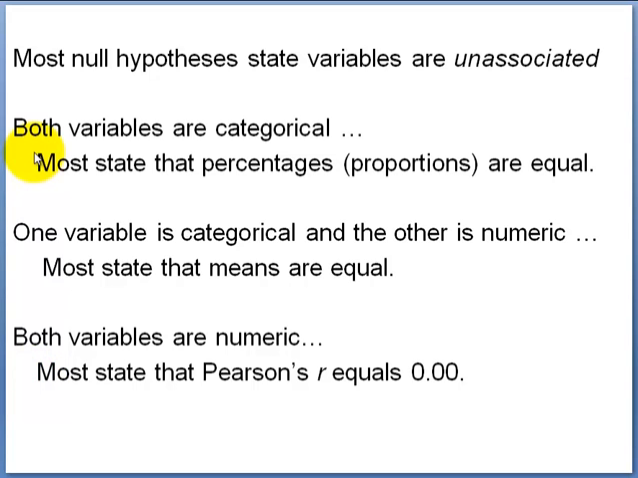So as a for instance, when percentages are equal, variables are unassociated. And so the core idea is that the null is often stating that in the population from which the sample is randomly selected, two variables are unassociated.